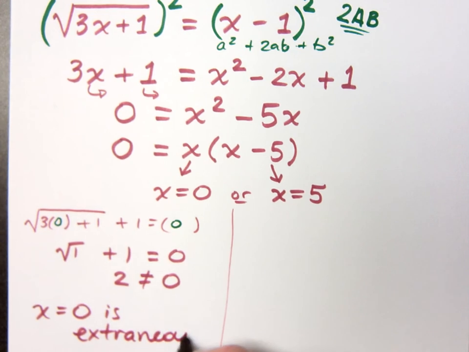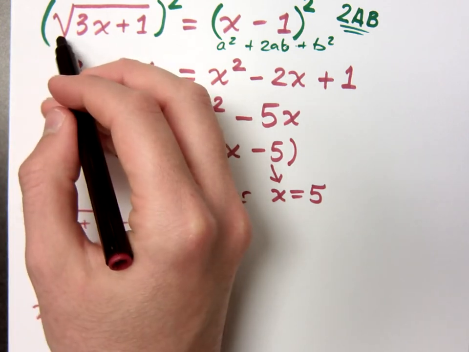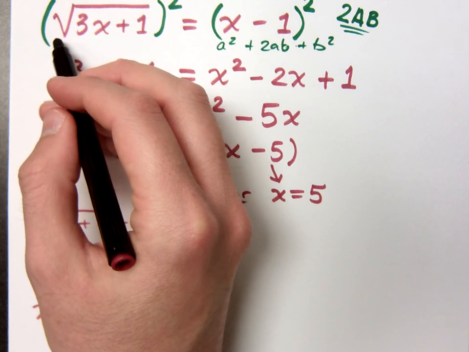When you get an answer that doesn't work out, we're going to call them extraneous. Now, when I say this doesn't work out, I'm not saying I made a mistake. But you're going to see later on, I'm going to graph this on the graphing calculator, and you'll see that the reason it doesn't work out is because of the limitations we have with this symbol right here. The square root symbol only returns positive values, not negative values.